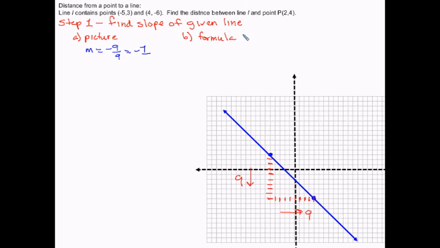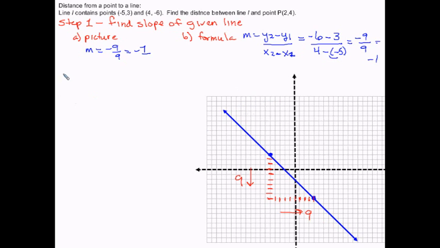Or I can use the formula. Remember, I subtract the y's over top of subtracting the x's, and they go in order. So y2 is -6 minus y1, which is 3, over x2 minus x1. Double negative is a positive, so I get negative 9 over positive 9, which gives me negative 1. So either way you want to find the slope, that's fine. You can use a picture or you can use the formula.